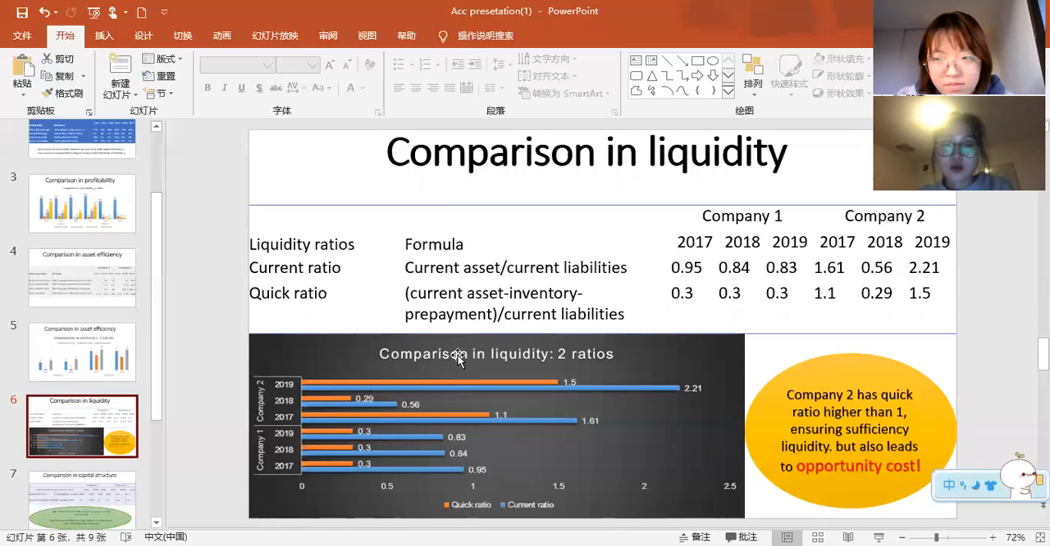Quick ratio of company 2 is 1.5, still larger than 1. This indicates the strong liquidity of company 2, but too much liquidity also leads to opportunity cost. Next page.